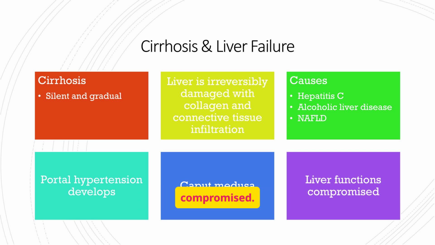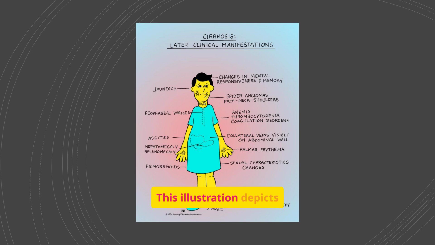Liver functions are compromised. This illustration depicts the later clinical manifestations of cirrhosis, including jaundice, esophageal varices, ascites, hepatomegaly, splenomegaly, hemorrhoids, edema, changes in mental responsiveness and memory, spider angiomas, anemia, thrombocytopenia, coagulation disorders, collateral veins visible on the abdominal wall, palmar erythema, sexual characteristics changes, and peripheral neuropathy.